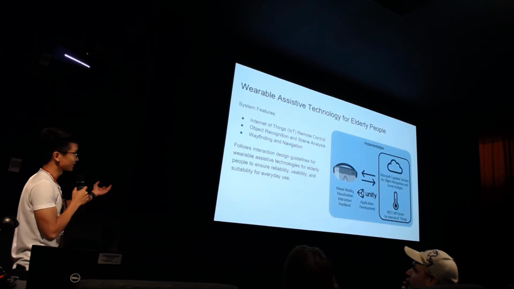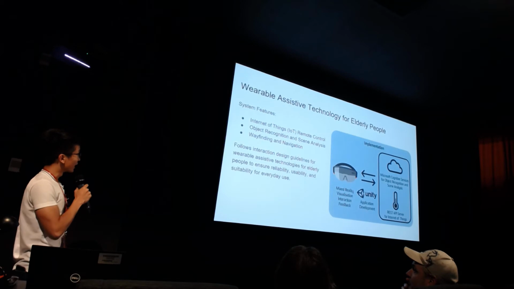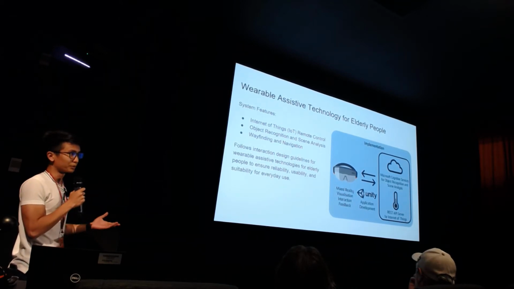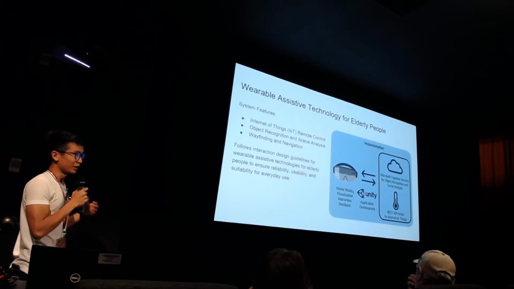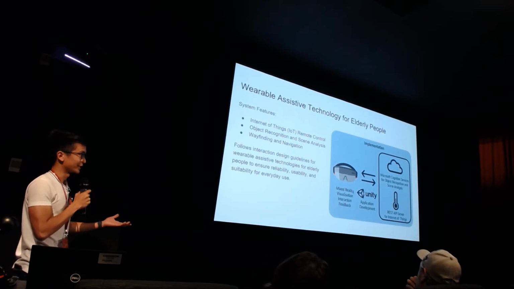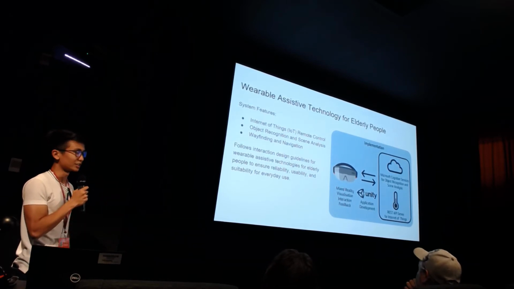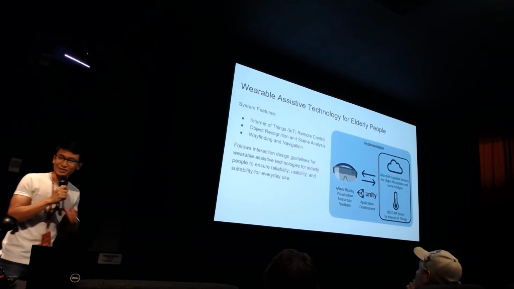So it combines different kinds of emerging technologies such as IoT for remote control, object recognition and scene analysis, and wayfinding and navigation. So basically, older people know where they could ask for directions. The system knows where the keys are, so they could just say, "Oh, where are my keys?" and the system will tell them where the keys are. So if you're interested, you can visit the poster. Thank you.